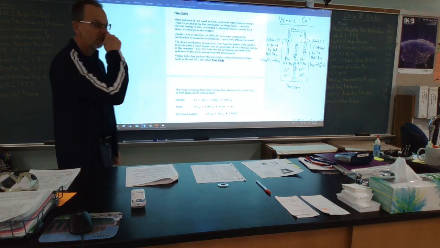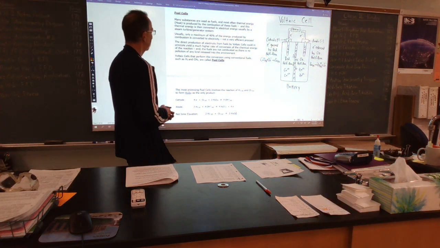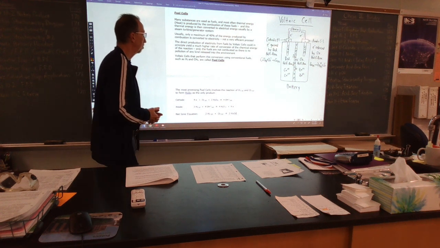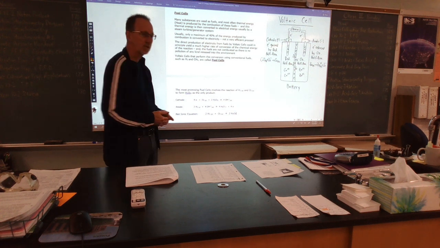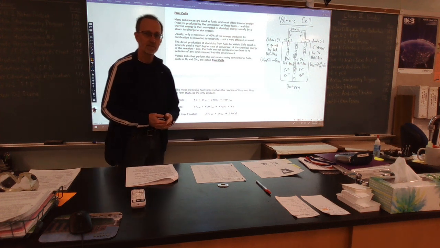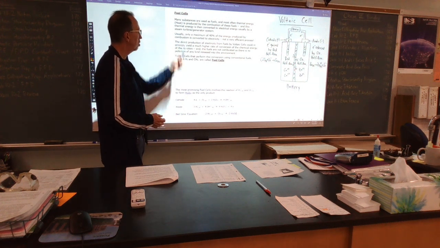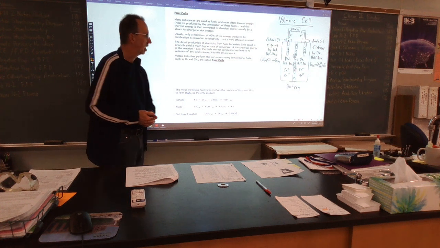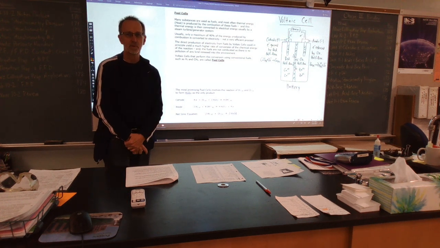Fuel cells. Many substances are used as fuels. Most often thermal energy is produced by the combustion of those fuels, and this thermal energy is then converted to electrical energy, usually by a steam turbine generator system like we use in a power plant. Usually only a maximum of 40% of the energy produced by the combustion is converted to electricity. So it is not a super efficient process.